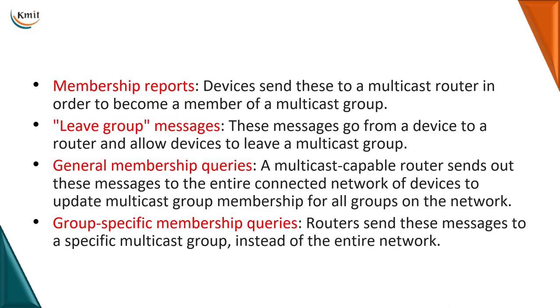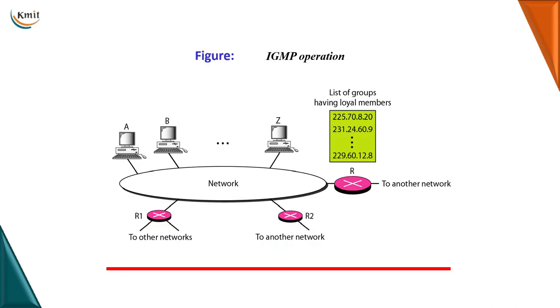Then there are the general membership query and the special membership query. The general query is used to learn which groups have members on an attached network, whereas a special query, or specific membership query, is used to learn if a specific group has any members on an attached network. You can see this is how the IGMP operation is.